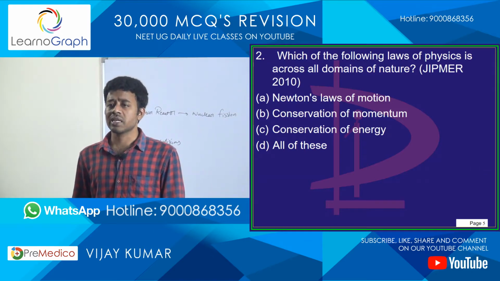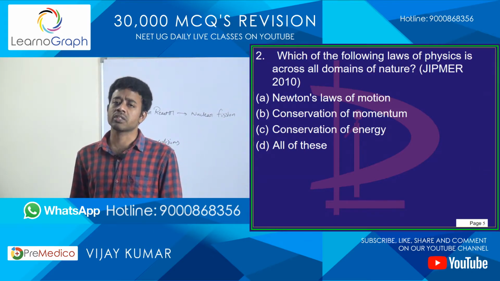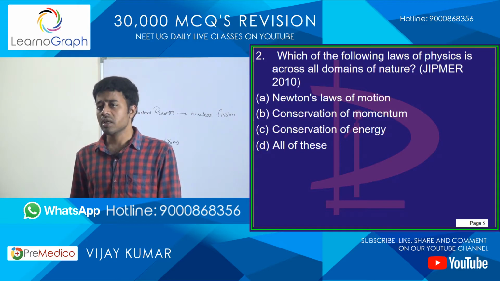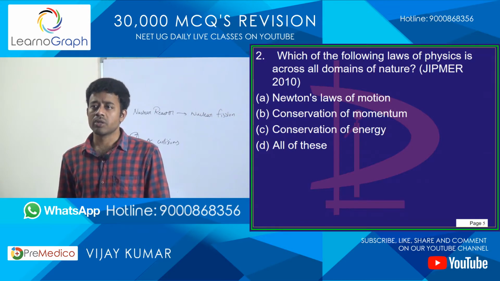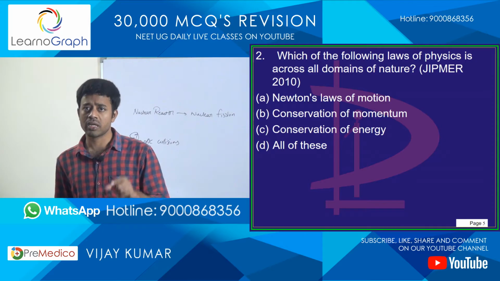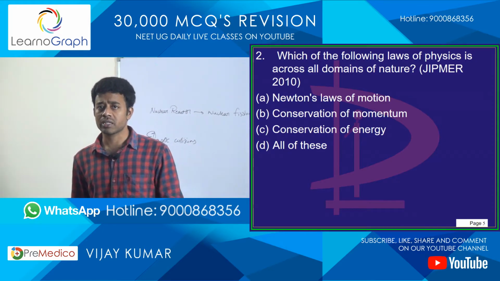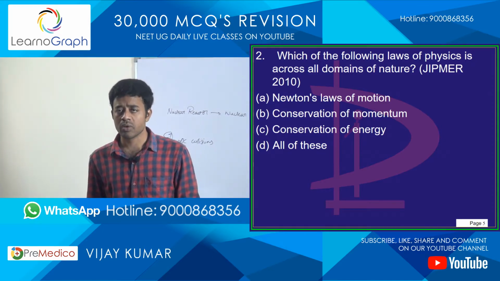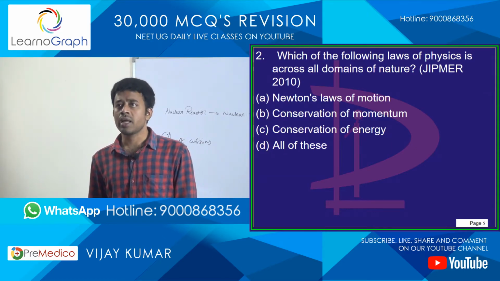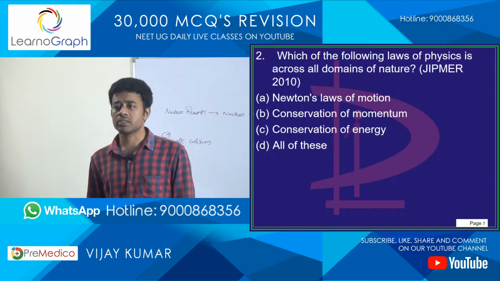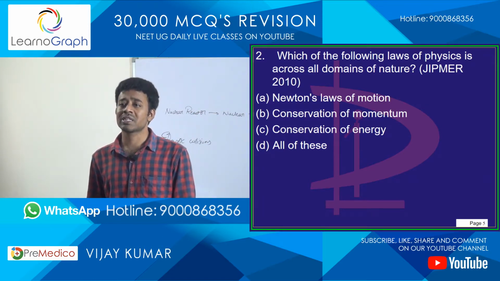Next, option C, conservation of energy. Of course, we have seen that the conservation of energy holds at both micro and macro scales. The quantum theory explains the conservation of energy at the level of electrons and atoms, which are much smaller than 1 micrometer. It can also be applied to larger objects of size more than 10 power minus 6 meters. So the conservation of energy can be applied in all domains of nature. So it is option C.